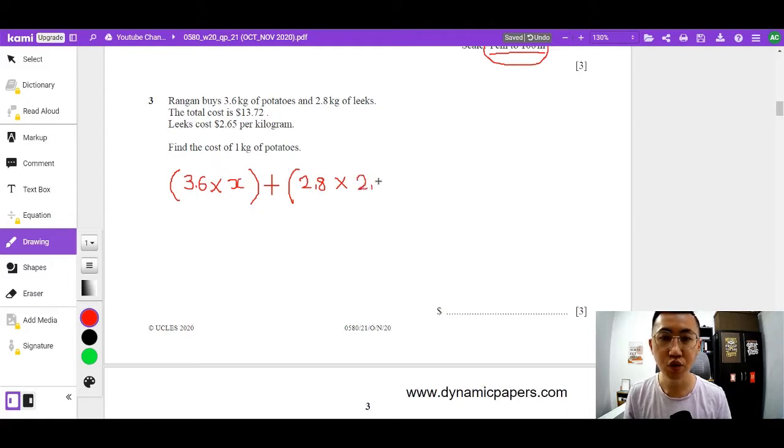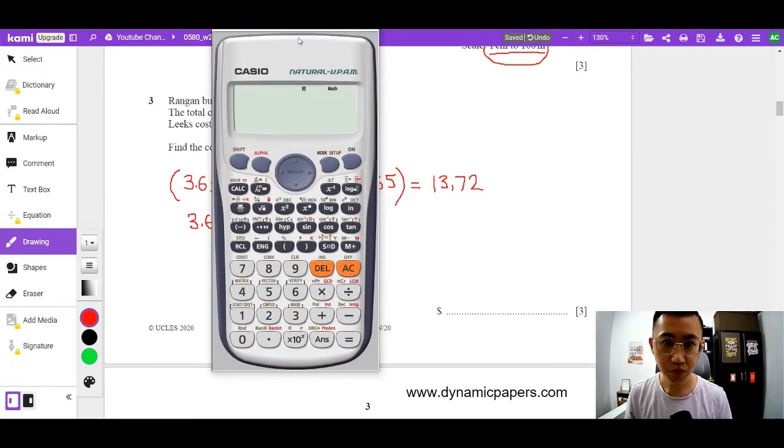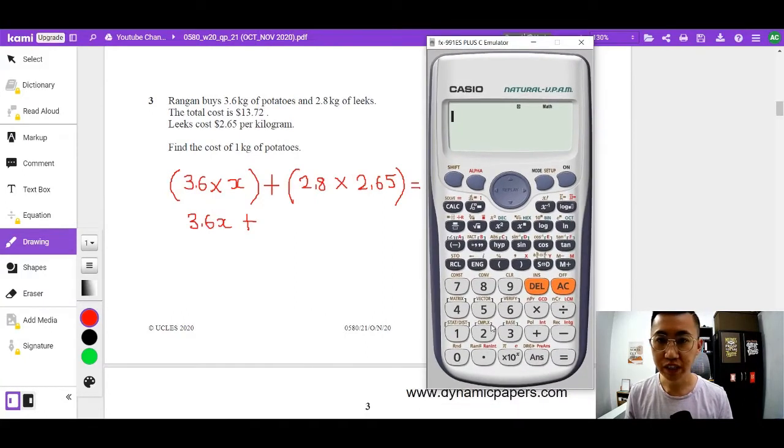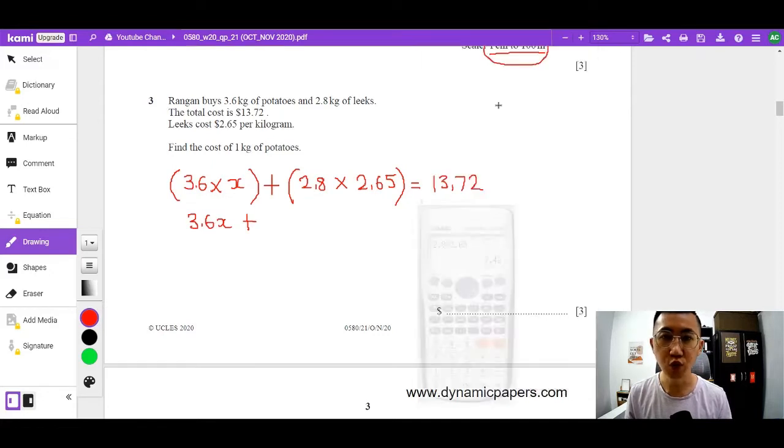Close it, and the total price that you have to pay is 13.72, so I'm going to write 13.72. Okay, from here you are going to solve slowly. So 3.6x plus, here the teacher needs to use a calculator. What is 2.8 times 2.65? Equals 7.42. Copy. 7.42. Show your working. Okay, guys, remember to show your working.